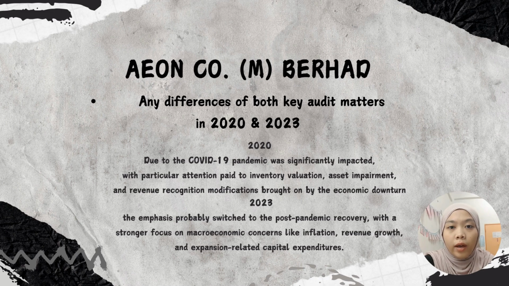First, macroeconomic risks such as inflation and capital expenditure. Second, revenue growth aligned with market expansion. And lastly, sustainability reporting driven by AEON's environmental, social, and governance initiatives and adherence to new reporting formats.